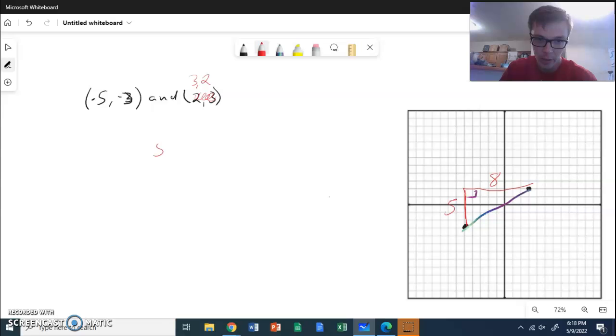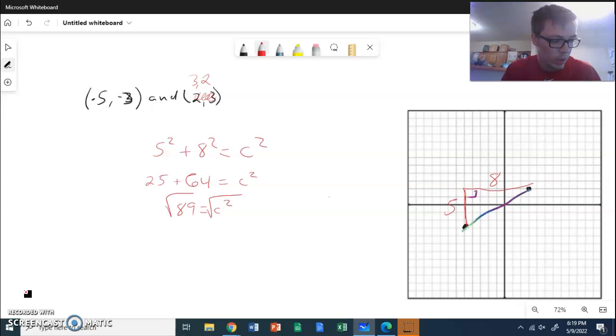So we can use our Pythagorean theorem. So 5 squared plus 8 squared, those are our legs, and that equals our hypotenuse squared, which is c squared. 5 squared is 25, plus 8 squared is 64, and that equals c squared. Adding those together, you get 89 equals c squared. Take the square root of 89, and the square root of 89 is, let's see here, 9.43.